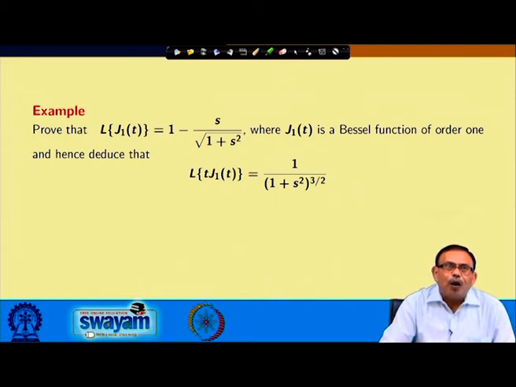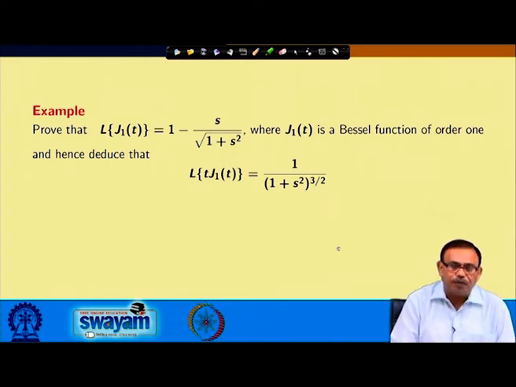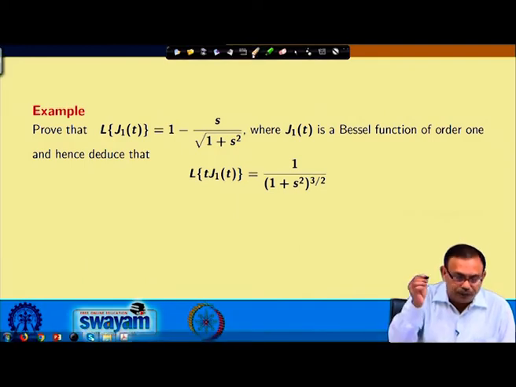Now, next, we have done the Laplace transform of J0(t). Now we will go with J1(t). We have to prove that the Laplace transform of J1(t) is 1 minus s by root over 1 plus s square, where J1(t) is a Bessel function of order 1, and once I know the Laplace transform of J1(t), from there we can find out the Laplace transform of t J1(t).